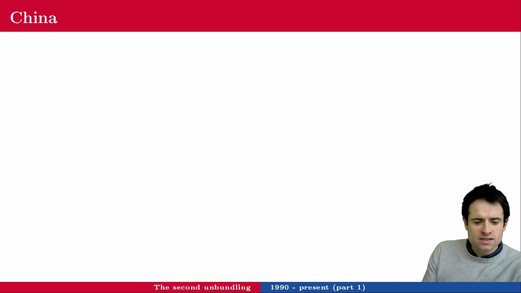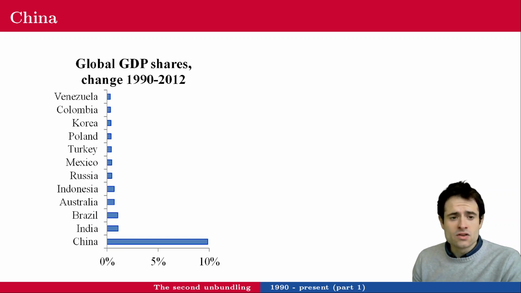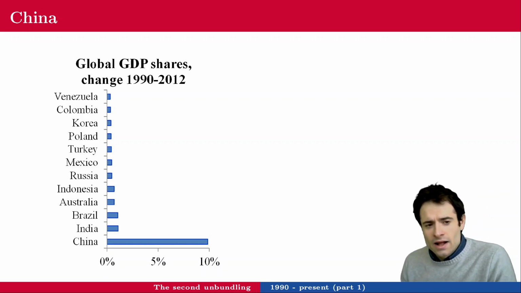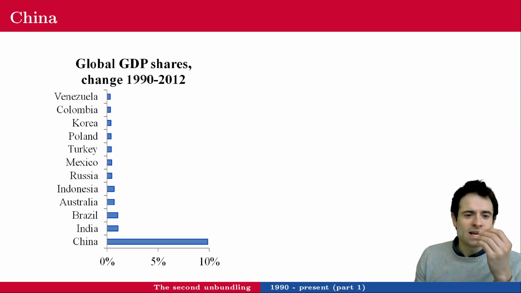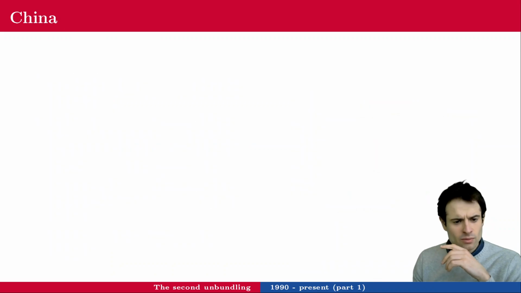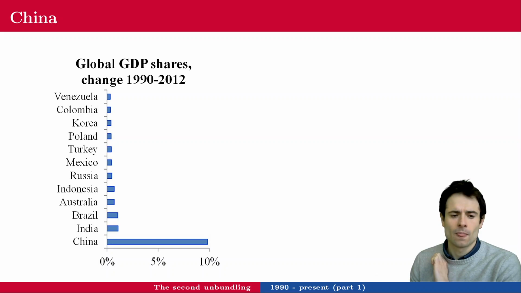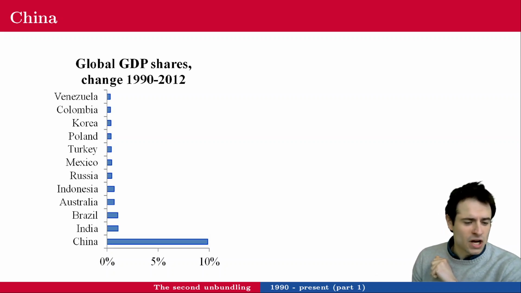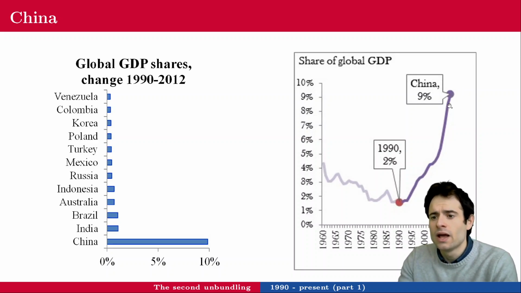Let's talk about China a bit, because China seems to be the country that benefited the most from the second unbundling. And indeed, you can look at the global GDP shares from 1990 to 2012. That increased by 10 points. So, China's GDP share used to be, do I have the number? I don't have the number here. In 1990, but in 2012 was 10 percentage points higher. It increased a bit in other countries, but definitely China is the one for which this change was the biggest. And indeed, if you look at the share of global GDP, they went from 2% in 1990 to 9% in 2010 and even a bit higher in 2012.